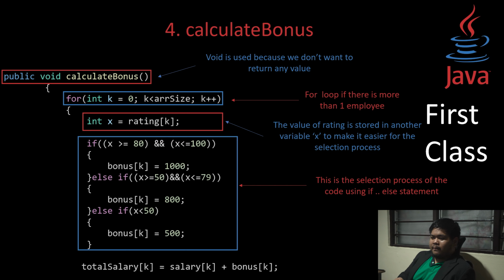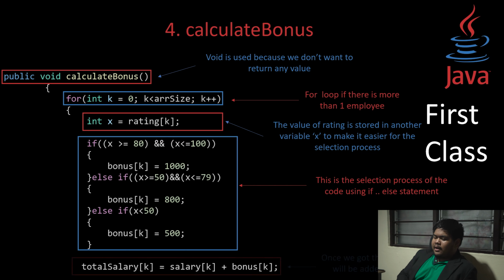Alright, moving on. Else if, so there is another condition. If x is bigger or equal to 50 and x is lower or equal to 79, then the code we will run is bonus index k. If k is 0, then bonus index 0 is equal to 800. And one more, else if x is lower than 50, the bonus will be 500. Here, as for the last one, x lower than 50, it is only one condition, so you only need 1 to be true.